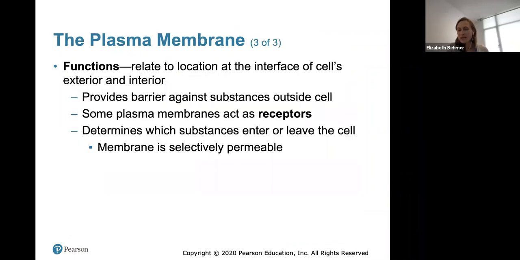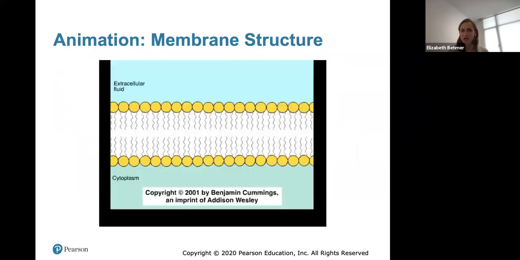The functions of the plasma membrane relate to its location at the interface of the cell's exterior and interior. The plasma membrane provides a barrier against substances outside the cell. Some plasma membranes will act as a receptor, and the plasma membrane basically determines which substances can enter or leave the cell because the membrane is selectively permeable, so it only allows certain things to enter and certain things to exit.